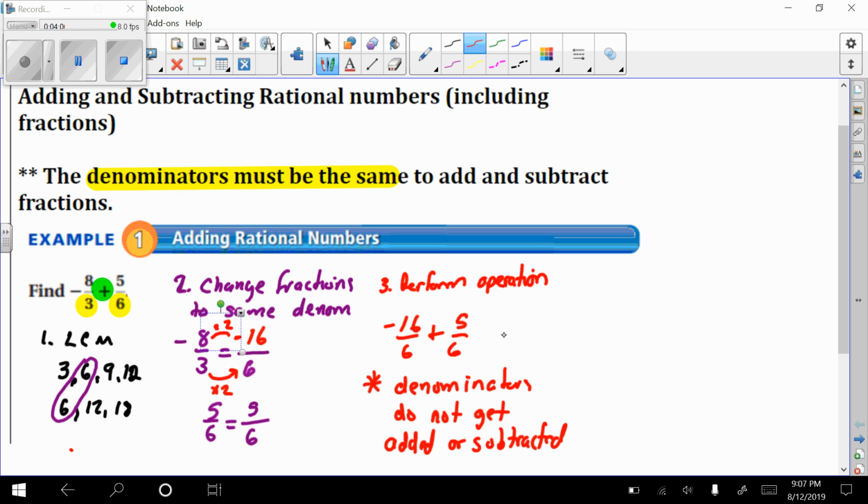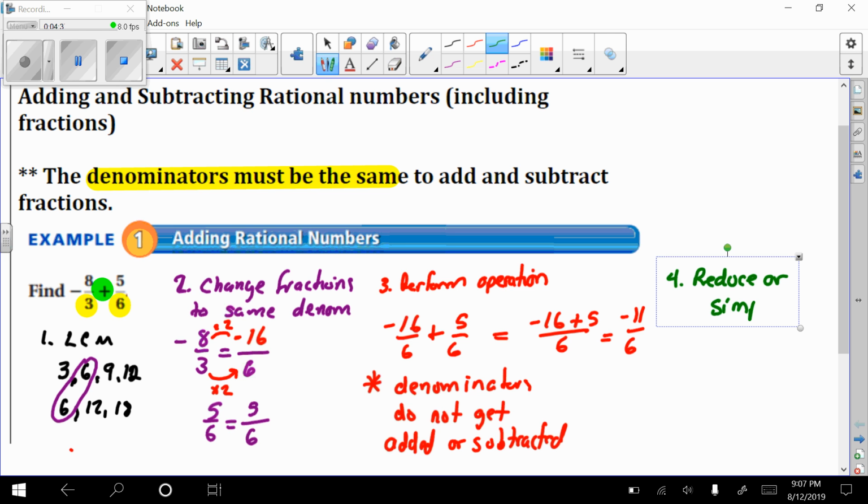They stay the same. So this is going to be -16 plus 5 over 6. If you'll notice, the denominators stayed the same. I did not say 6 plus 6 is 12. The denominator stays the same. These are integers that have different signs, so we subtract and keep the sign of the greater absolute value, -11/6. Your final step, if you needed to, is to reduce or simplify, if we could. In this case, -11/6 is as simple as it can get, so that is actually our answer.